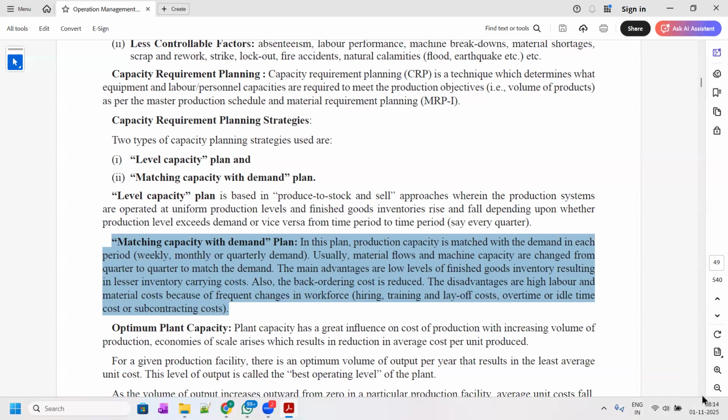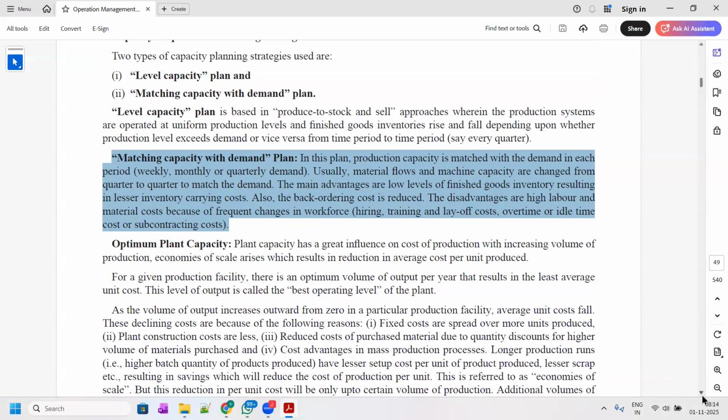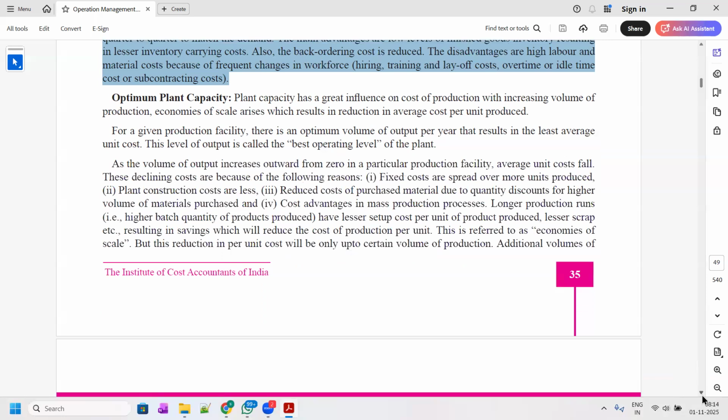Next, we'll talk about the optimal plant capacity. So, what is optimal plant capacity? That basically talks about the right level of capacity, what you can produce, that can ultimately minimize your average cost per unit, and that is what we call the best operating level.